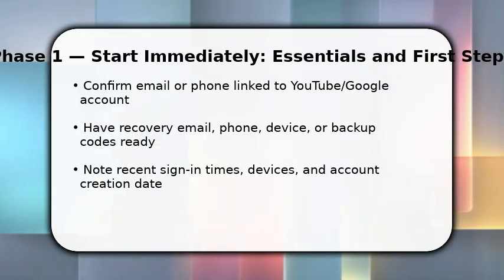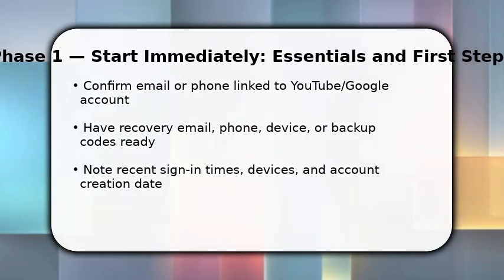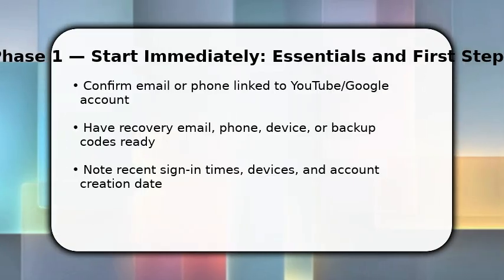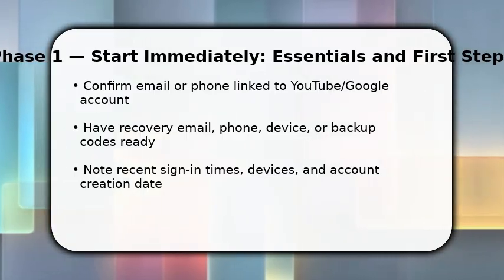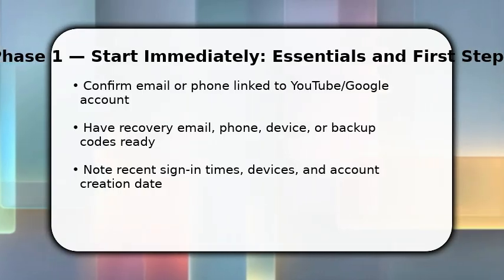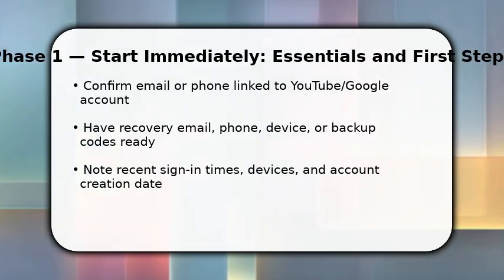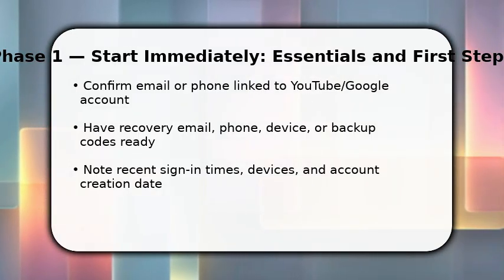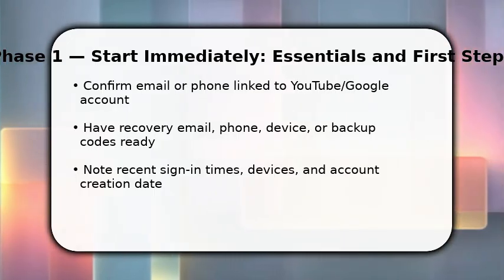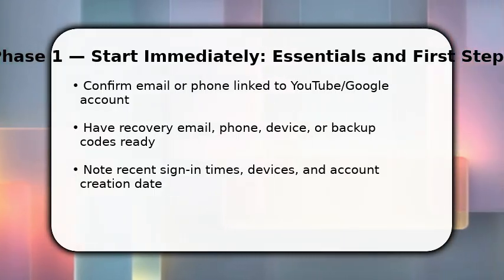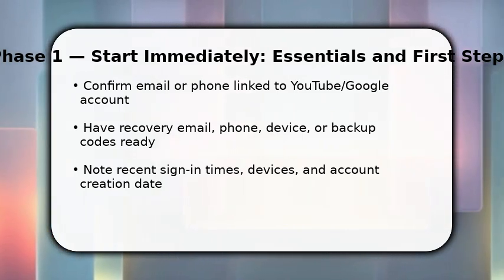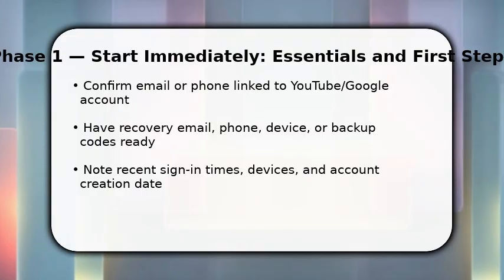You start by confirming what you still control. This matters because YouTube uses Google account signals to verify you. Check the linked email and phone now and locate any recovery email, phone, device, or saved backup codes. If you have the device you last used, keep it nearby since two-step signals help. Once done, write down recent sign-in times, locations, and the account creation date. Those details speed up automated checks and human reviews when you proceed to account recovery.